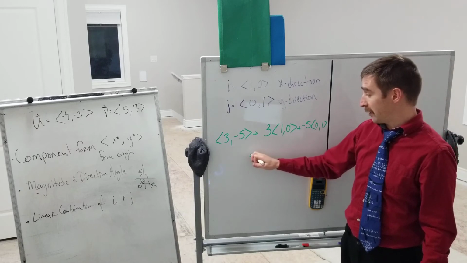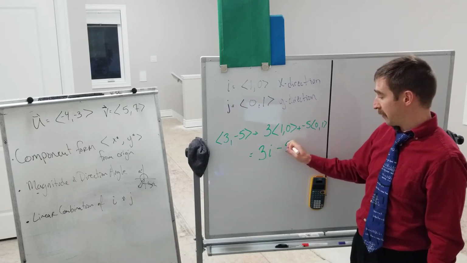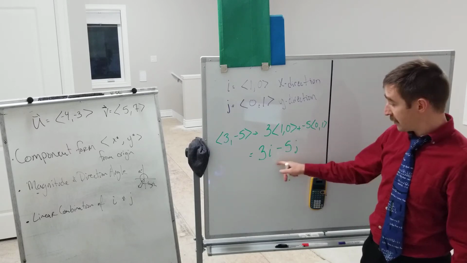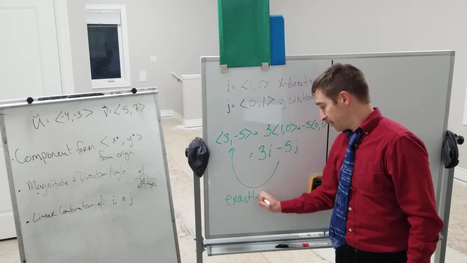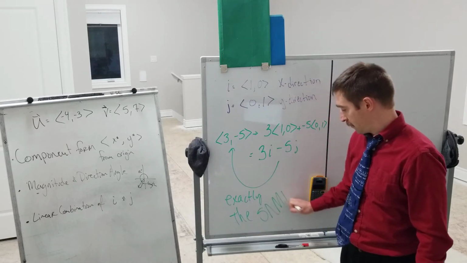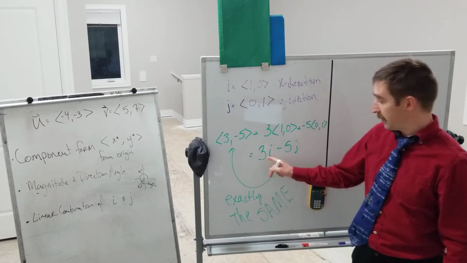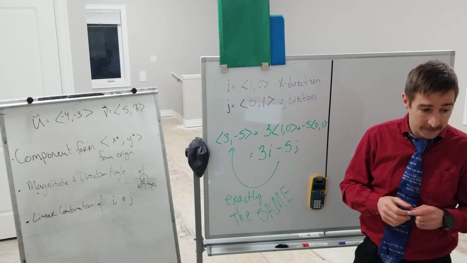Or I can just say 3i minus 5j. This is exactly the same. These mean the exact same thing. It's just a different way of writing it.